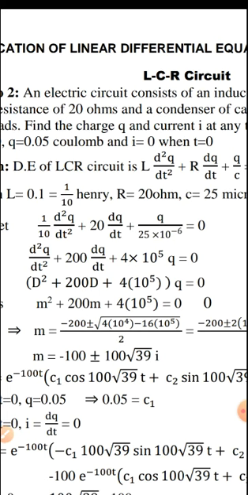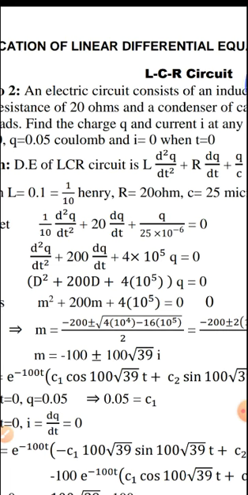to 0. Writing the derivatives in the notation capital letter D, we get (D square plus 200 D plus 4 into 10 power 5) into q equal to 0. Clearly it is a differential equation with constant coefficients, and moreover it is a homogeneous equation. So the solution will consist only of the complementary function. So to find the solution Q, we need to find the complementary function.